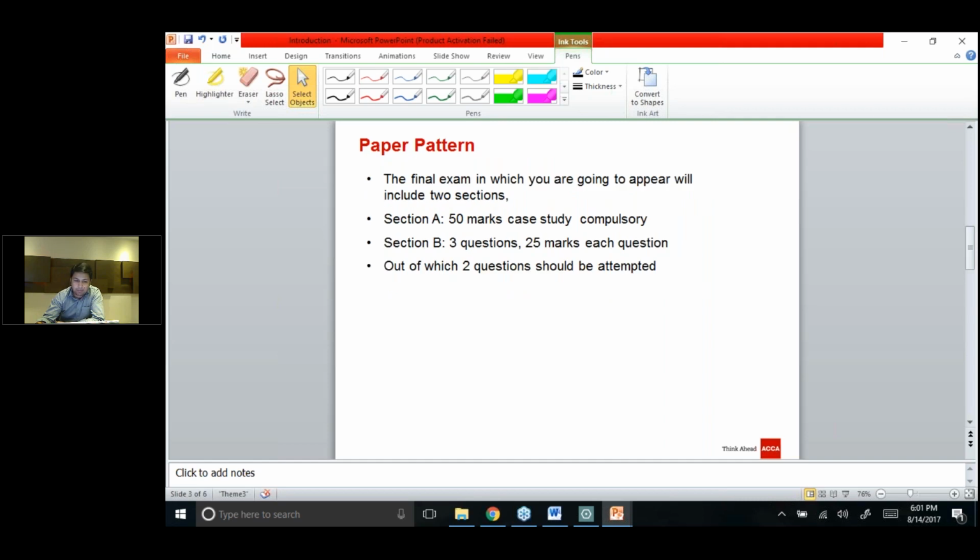Let's have a look at the paper pattern. Obviously, the P4 paper has two main sections. Section A, which includes the 50 marks case study. In section B, there will be 3 questions in the exam, 25 marks each, out of which you have to do 2 questions, obviously 25 marks each, which will cover the 100 marks paper.